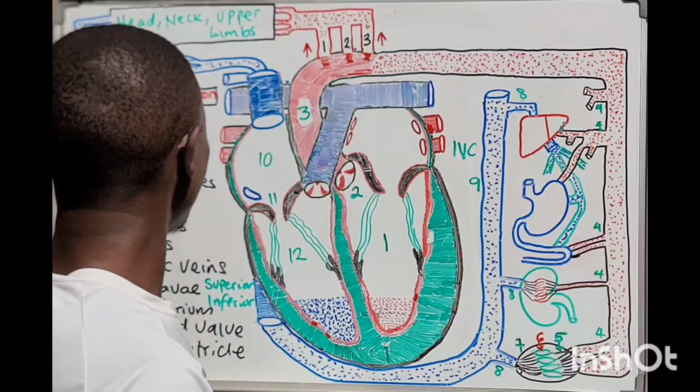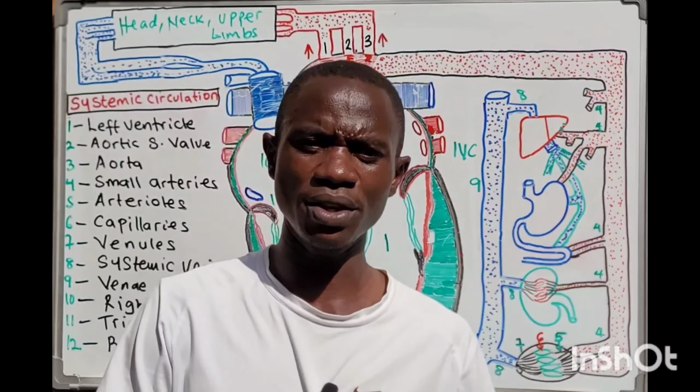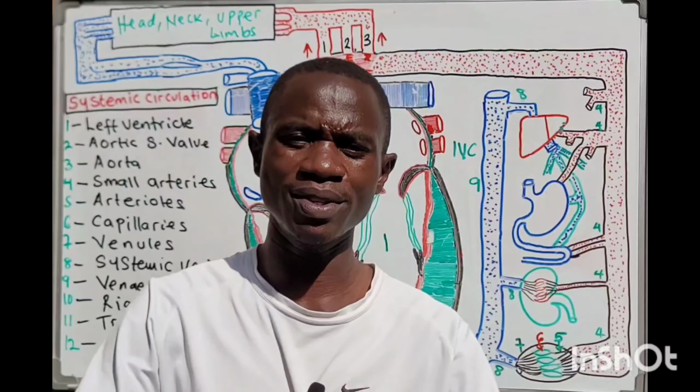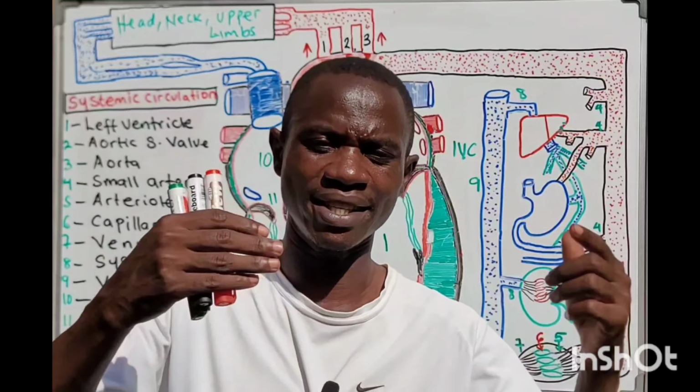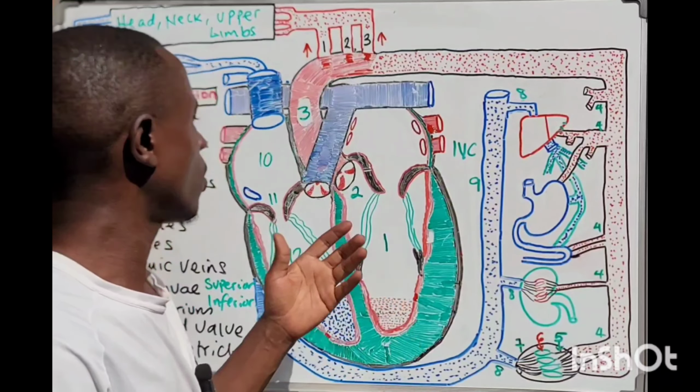So now that briefly covers systemic circulation. In the next video, we are going to take you through the coronary circulation, which involves the circulation of the blood within the heart itself. So now, TUMNAD, in this video, we have covered systemic circulation.